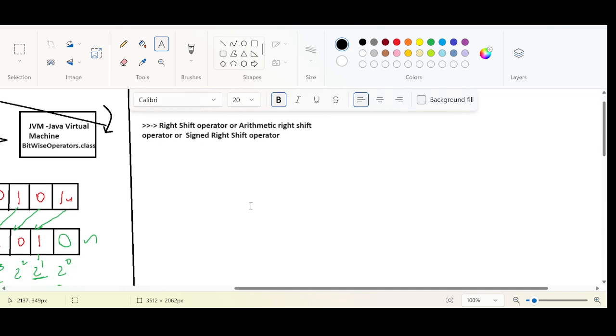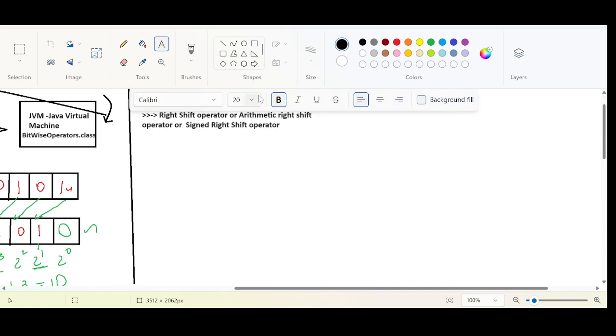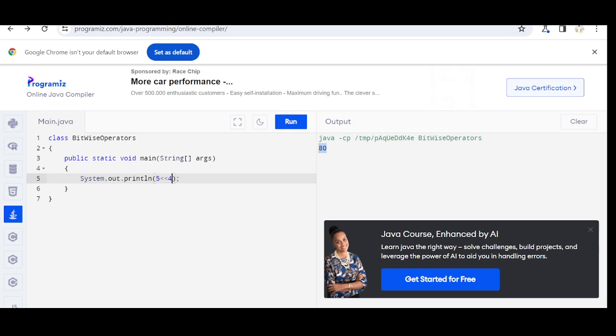Right? Same example we will take. When I say 5 right shift 1, let us do this in the program.